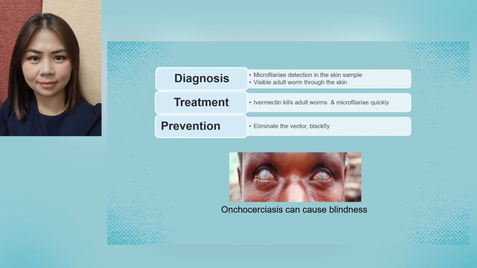Diagnosis: microfilariae detection in a skin sample, and visible adult worm through the skin. Treatment: usually treated by ivermectin, which kills adult worms and microfilariae quickly. Prevention: eliminate the vector, the black fly. This is the picture of blindness caused by onchocerciasis.